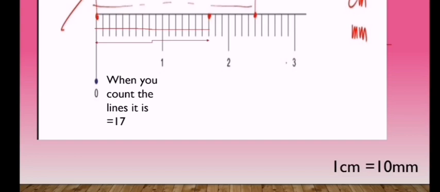So supposedly you are measuring an object and it falls from 0 to the 7th increment line after the 1 centimeter mark, on the centimeter side of the ruler. So when you count that one, we will have 17 lines. So in centimeters, it is 1.7. In millimeters, it is 17 millimeters. And now you know that when you are measuring an object in centimeters, it is 1.7, and in millimeters it is 17 millimeters.